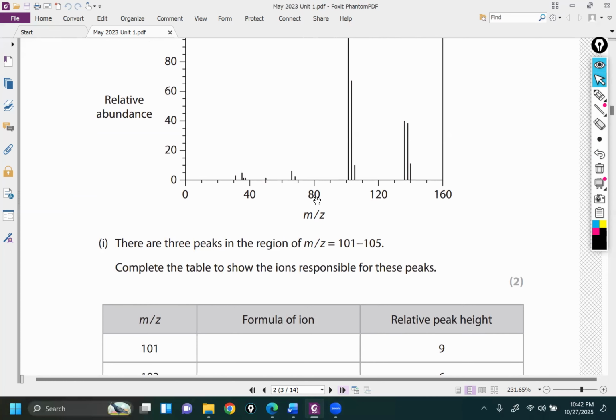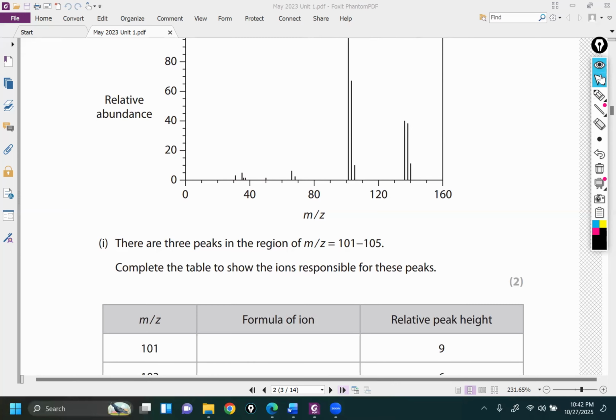Now this is 80, then this is from 80 to 120, so this all is divided into 40 sections. So this is 90, this is 100, this is 110, this is 120. Now they mean these 3 peaks, that they are in the range of 101 to 105.